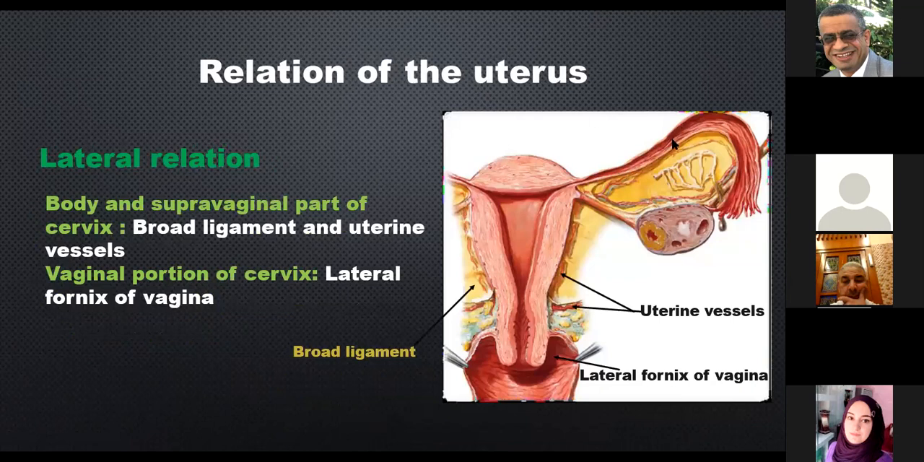Lateral relations include, on each side, for the body and supravaginal part of the cervix, the broad ligaments and uterine vessels, while for the vaginal portion on each side, the lateral fornix of the vagina.